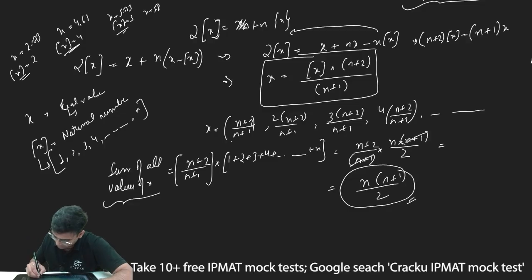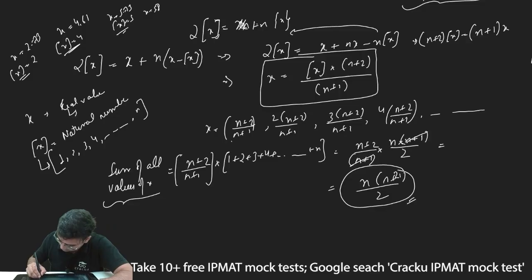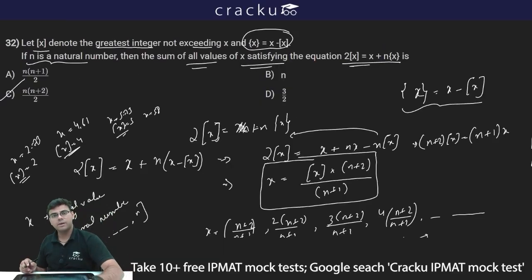The sum of all will be n(n+2)/2. So this is n+2 because n+1 is cancelled. So this is n(n+2) divided by 2, and thus I can say option C, which is n(n+2)/2, is the correct answer.